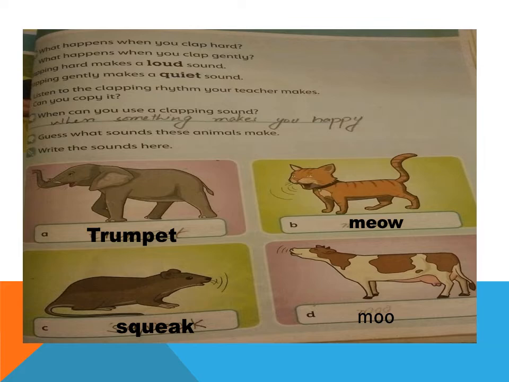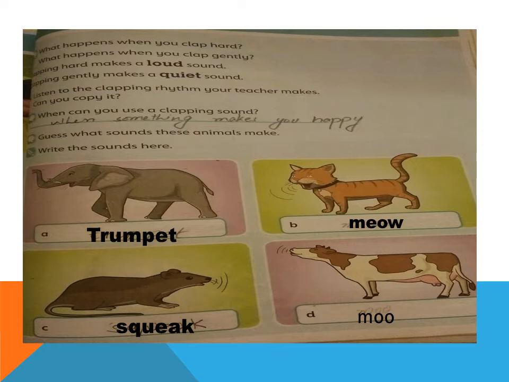Guess what sounds these animals make. Write the sounds here. Now there are four animals in the pictures and we have to write their sound. Class, have you ever listened to the sound of an elephant? What sound does it make? Can you say? It makes a sound, trumpet, trumpet. Right here in the white box, the sound of the elephant is trumpet.